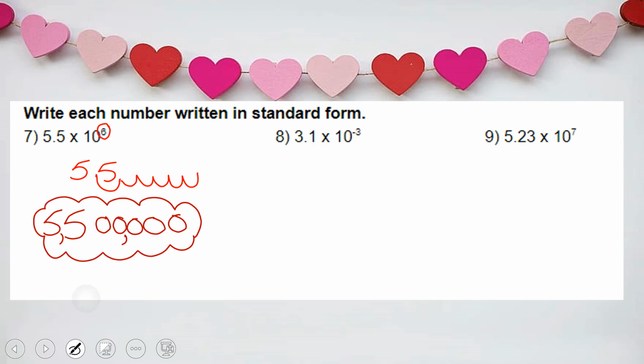Let's take a look at 8. I start with 3.1. I need to move the decimal 3 places, but because this exponent is negative, I'm going to make 3.1 an even smaller number, which would mean I need to move to the left 3 places. So I would start with my decimal, and then I have 2 zeros, then the 3, and then the 1.